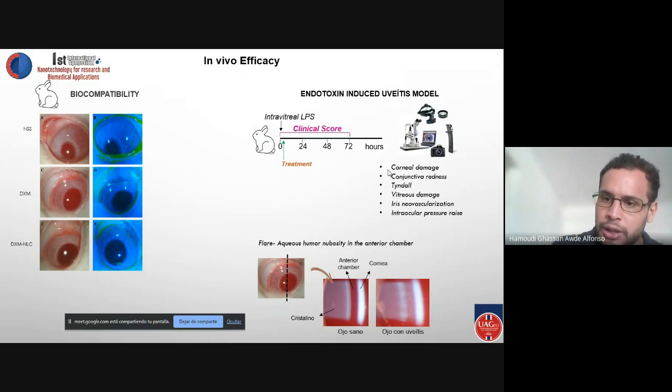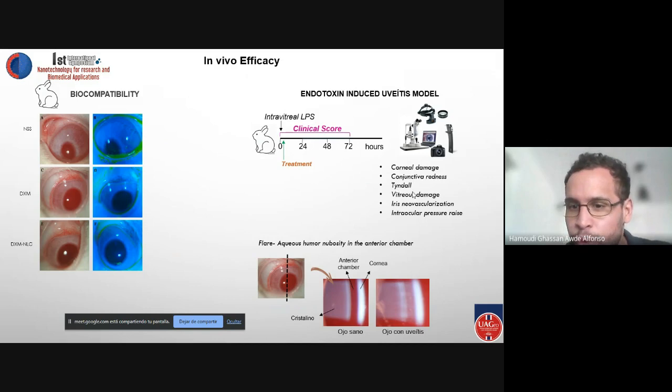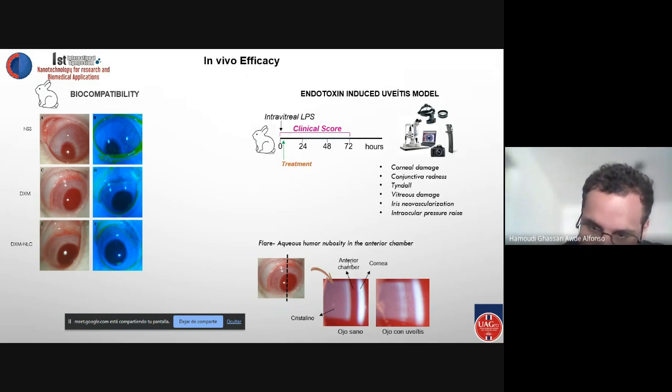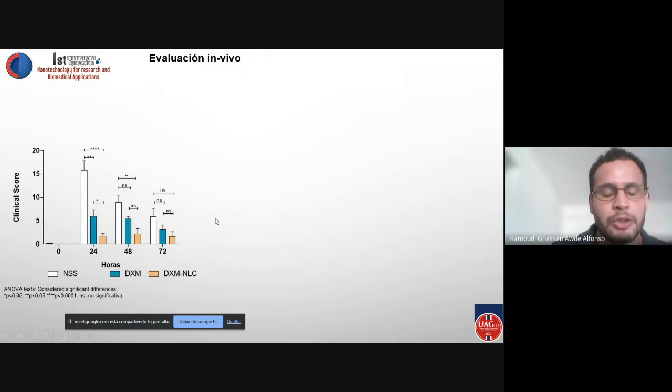So we created a clinical score, evaluating things like corneal damage, conjunctival redness, Tyndall effect, vitreous damage, iris, etc. The primary parameter that we look at is the flare, that is the aqueous humor cloudiness in the anterior chamber. For example, you can see here that the anterior chamber is completely transparent in comparison with the crystalline lens and the cornea. And when we analyze an eye that has uveitis or an inflammatory process, we can see that that transparency is reduced. That's what we call the flare effect.